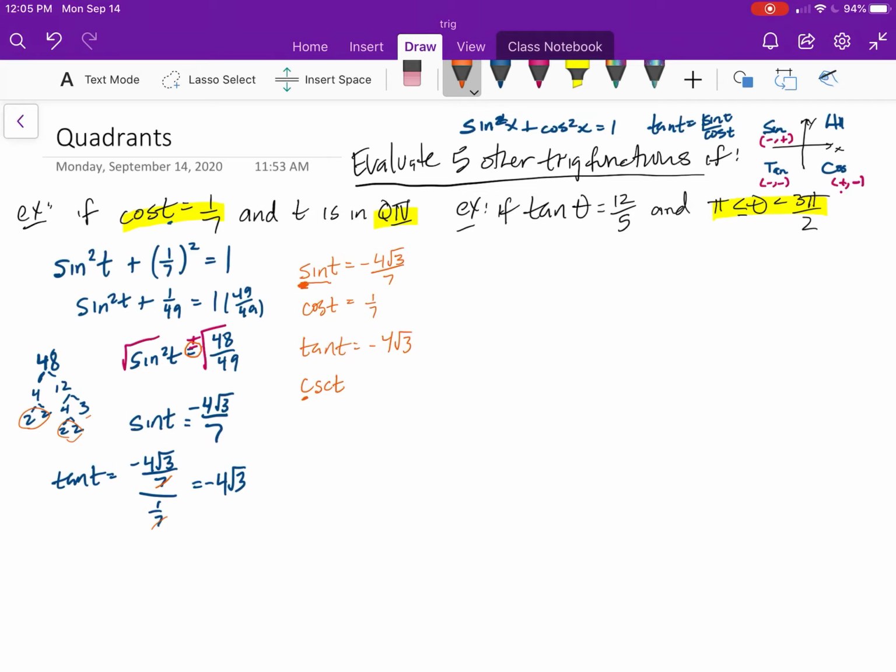It's a reciprocal. So cosecant, instead of negative 4 root 3 over 7, we flip that, right? The reciprocal, cosecant of t, is 7 over negative 4 root 3. And we need to rationalize, so multiply by root 3 over root 3. So we get 7 root 3 over negative 4 times 3, root 3 times root 3 is 3. So over negative 12, I'll just move the negative out front there. So negative 7 root 3 over 12.